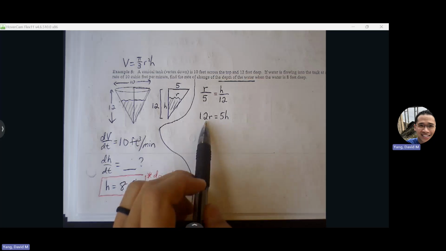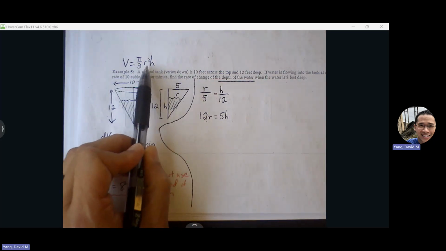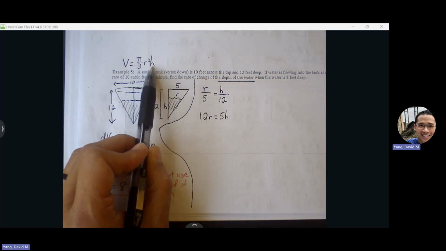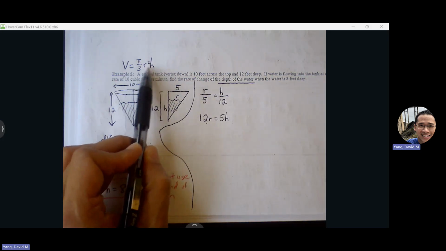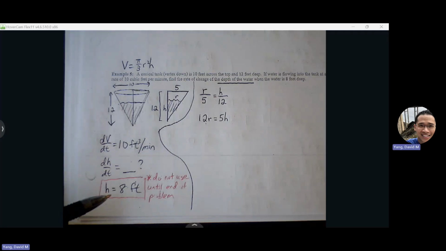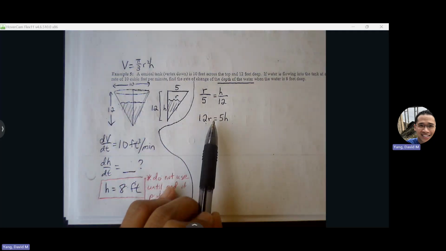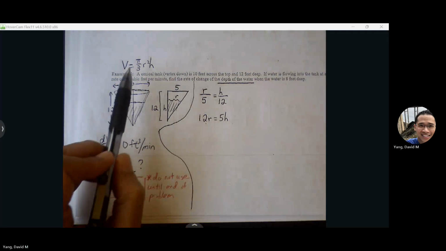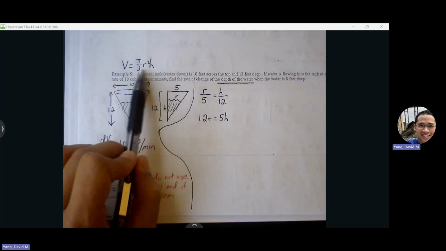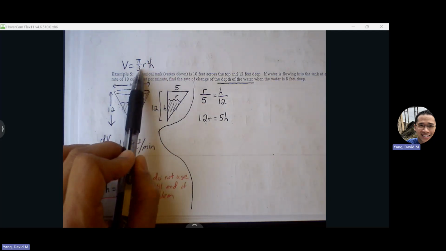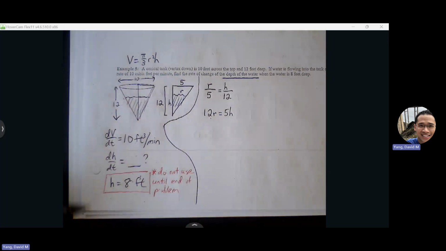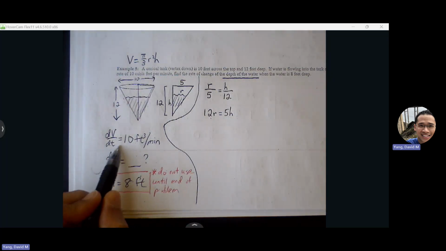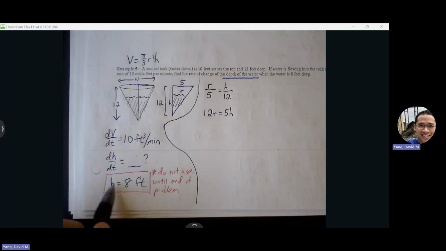The reason that we're doing this is we're trying to get our volume down to just one variable, either r or just h, so that we can find the derivative, because we have too many variables and not enough derivative information. But the decision is, what variable do we want to solve for? Do we want to solve for r, or do we want to solve for h? Now, either one is okay, but one of them is going to allow us to get to our answer faster. The hint is looking at what data they're asking for, and also what data is given to us.